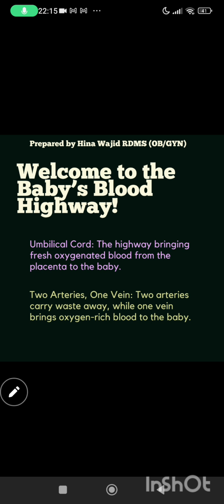So there is a structure, the umbilical cord. Like there are 4 special structures: umbilical cord, ductus venosus, foramen ovale, ductus arteriosus. These 4 are key structures here. Umbilical cord, ductus venosus, foramen ovale, ductus arteriosus. Now first of all, the umbilical cord.